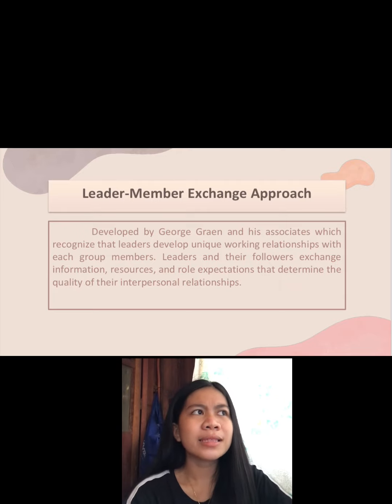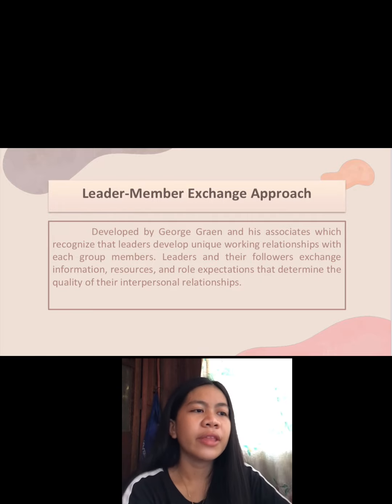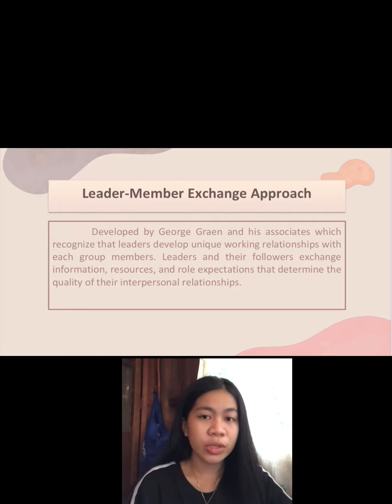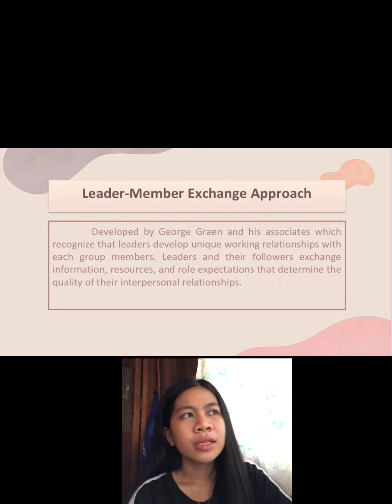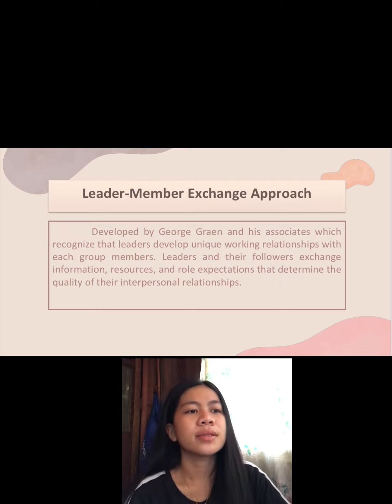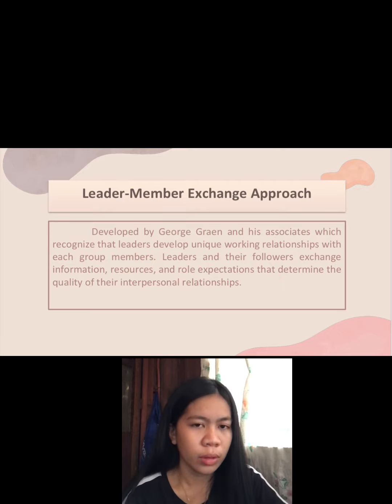So basically that's an ideal one, kasi nga the leaders and the members share the same resources, and those resources are from the organization itself. So no, dapat they share the same goal.